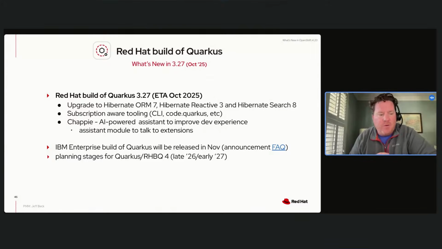We have an FAQ for both Red Hat internal folks as well as partners if you want to learn more about that. And also planning for Red Hat build of Quarkus 4 is currently underway, and it's expected late next year or early 27. Thank you very much, and I'll turn it over to Jamie.